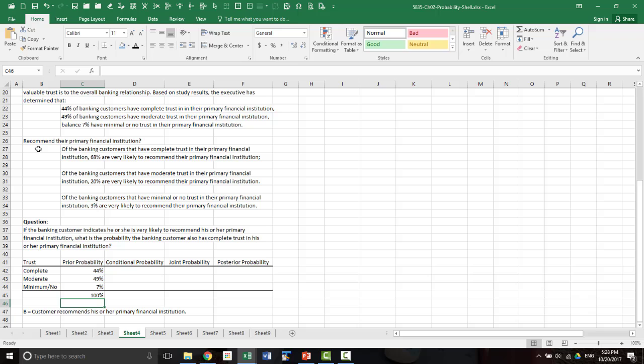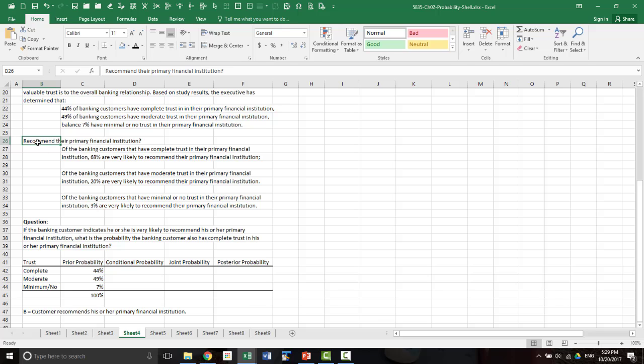The second event is whether they recommend their primary financial institution or not. Of the banking customers that have complete trust, so that's this group, 68% are very likely to recommend their primary financial institution. This is from the survey. So this is the second event, whether they will recommend or not.